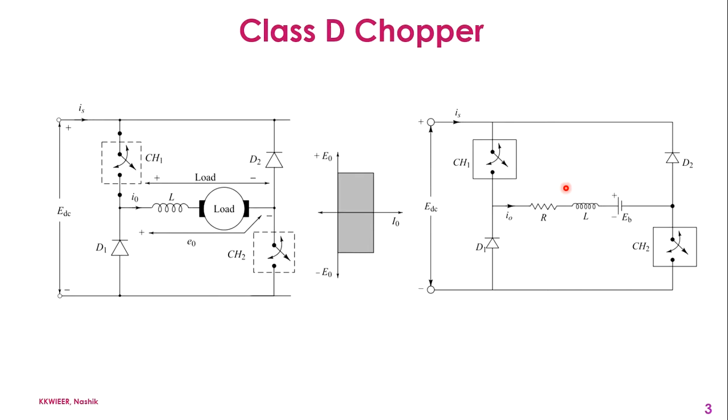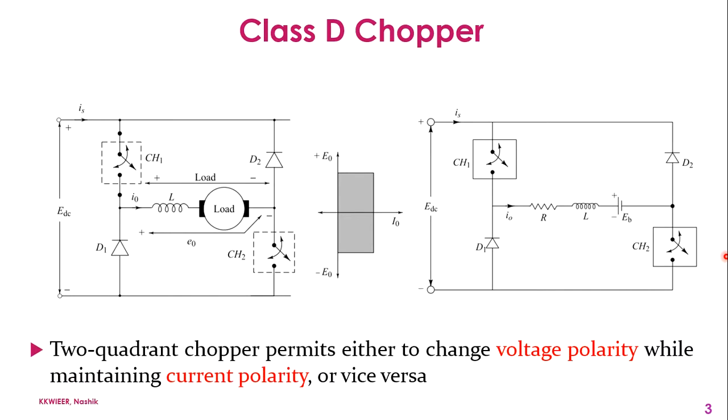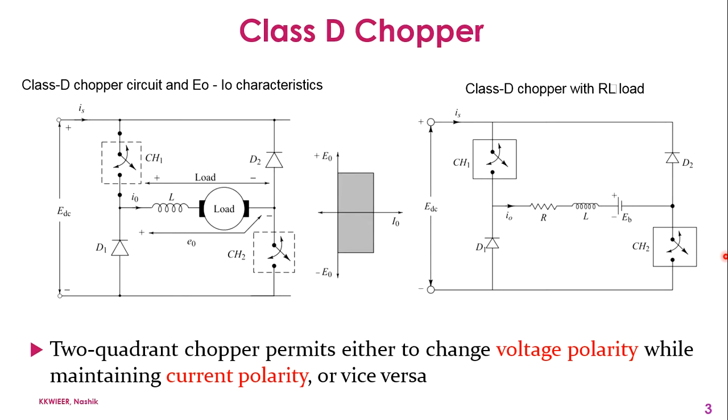So this is a class D chopper. A 2-quadrant chopper permits either to change the voltage polarity while maintaining the current polarity or vice versa. So this is a class D chopper circuit and I0 E0 characteristics, and this is a class D chopper with the RL load.